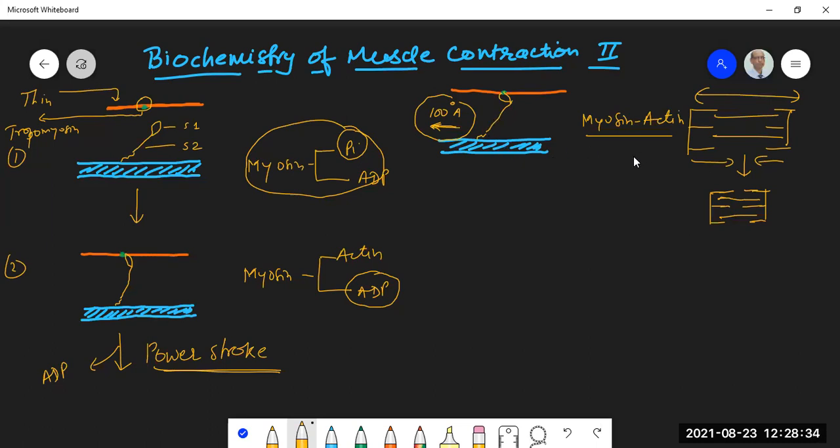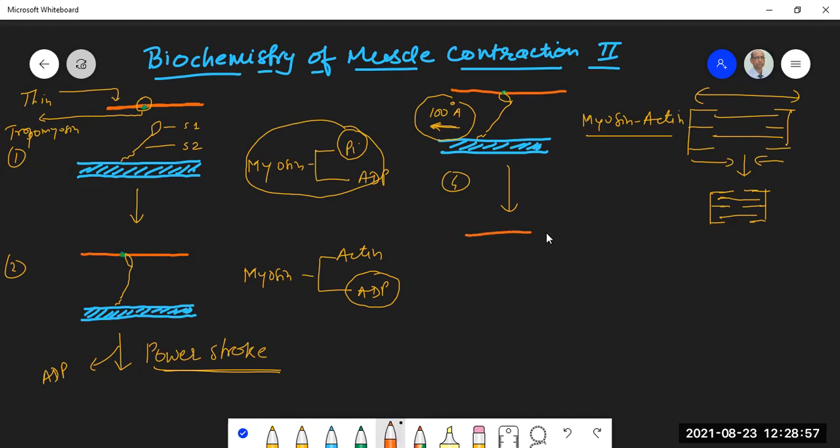So you have myosin plus actin. The power stroke has been generated, and the muscle filaments have been pulled towards the center of the sarcomere by this particular distance, 100 angstrom, which means 10 nanometer. Subsequently, in stage 4, what happens? As soon as ADP leaves, the myosin and actin will be freed again.